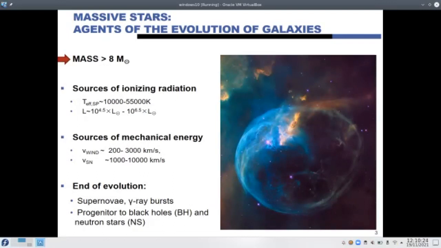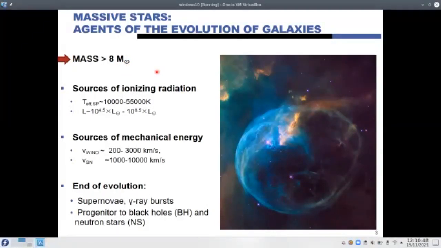So what are massive stars? Massive stars are stars that are born with more than 8 solar masses. And I will come to this number a bit later on. And whenever you see this symbol throughout the talk, it means that we are speaking in solar units, okay?